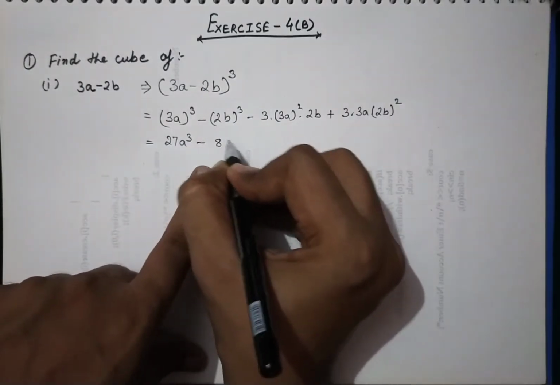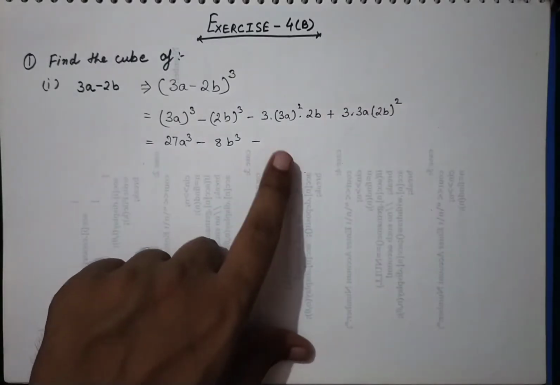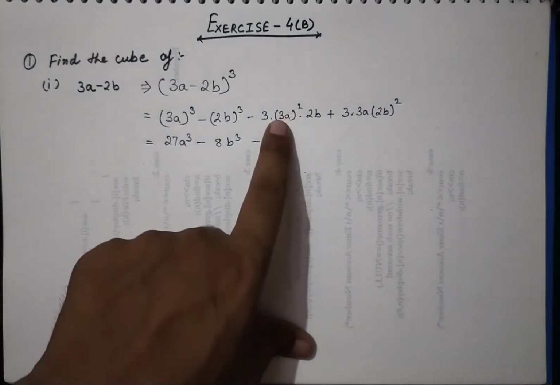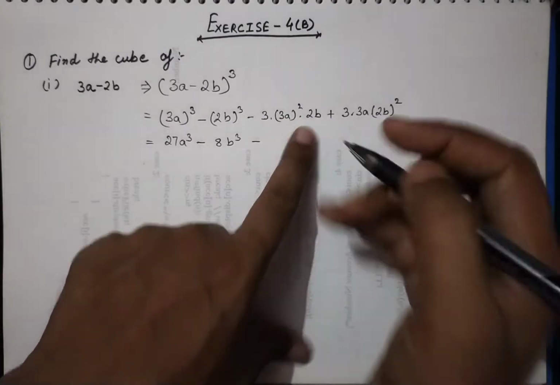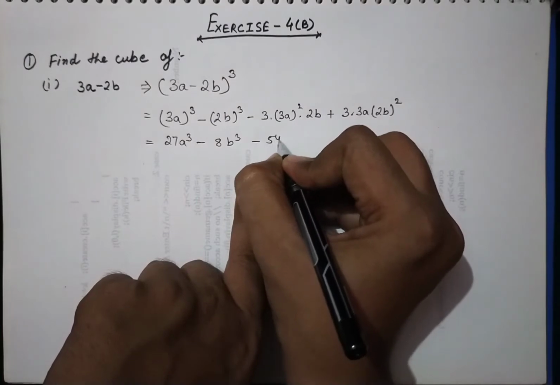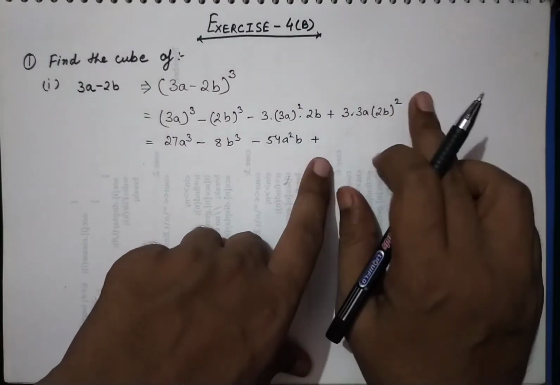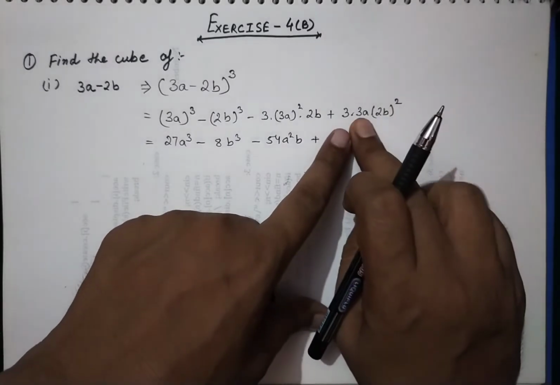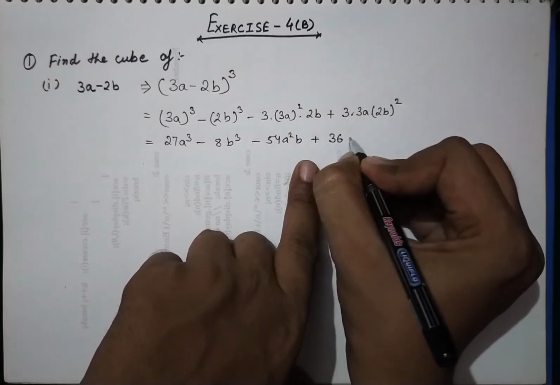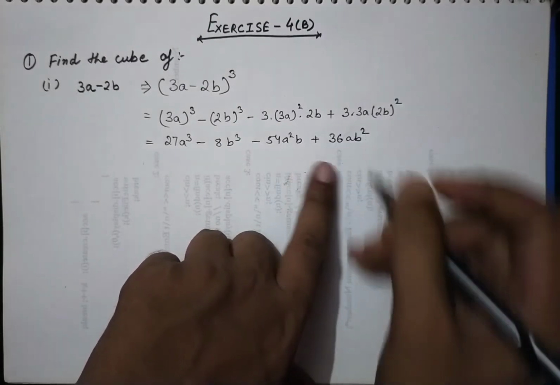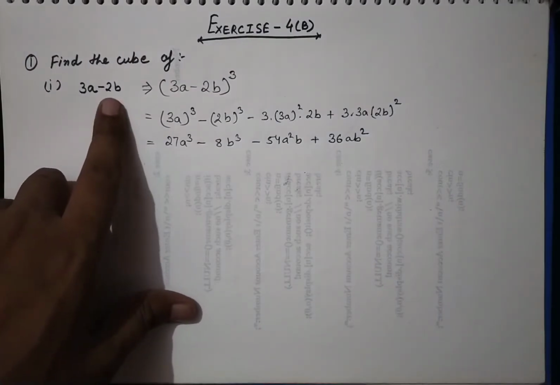minus 8b cube minus 3 square 9, 9 into 3 27, and 27 into 2 54, 54a square b plus 2 square 4, 4 into 3 12, and 12 3 are 36 a b square, and hence this is the expansion of 3a minus 2b to the whole square.